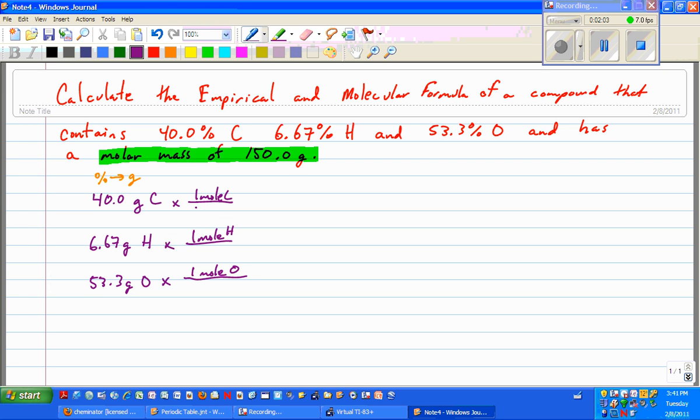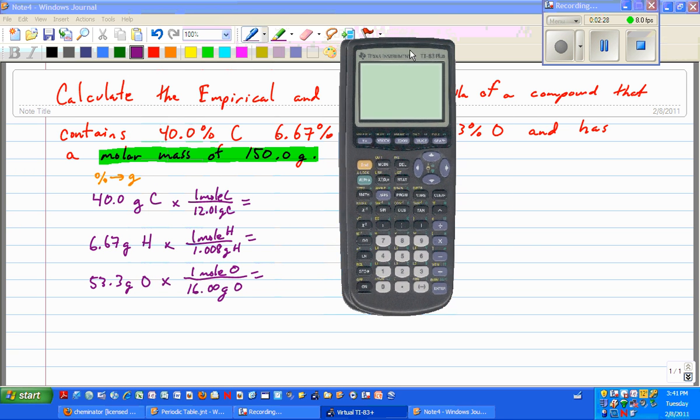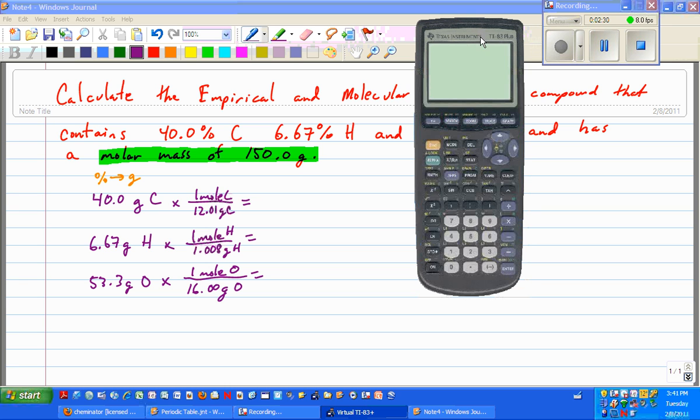So for carbon, it's 12.01 grams. For hydrogen, we're always going to use 1.008 grams. And for oxygen, we're looking at 16.00 grams of oxygen. So my grams will cancel. That'll leave me with moles. I'm going to go ahead and grab a calculator in a second here.